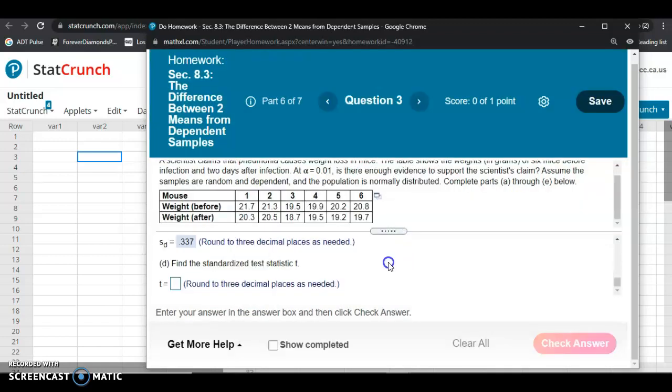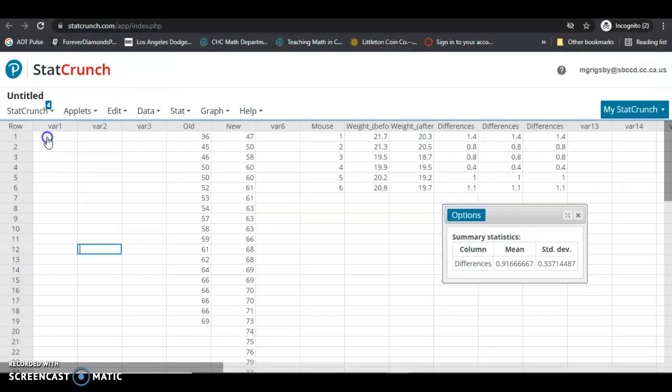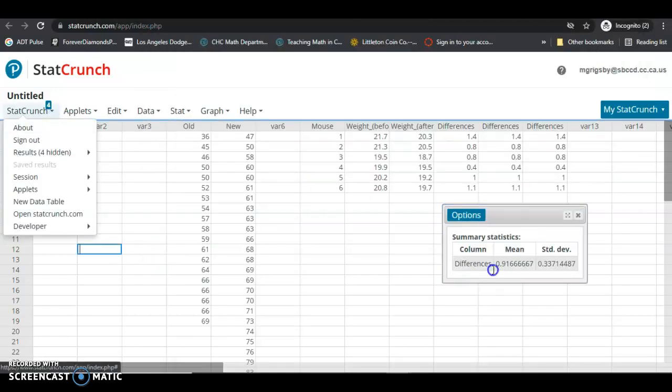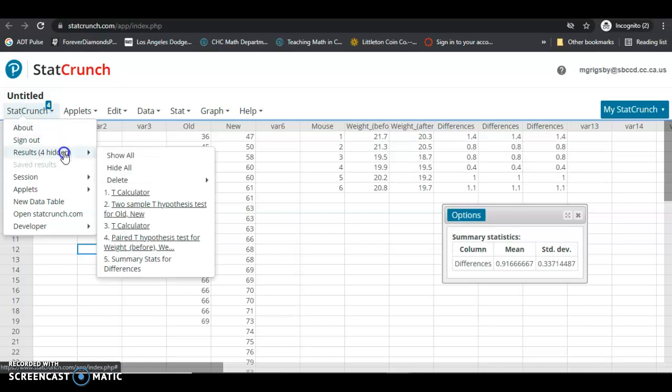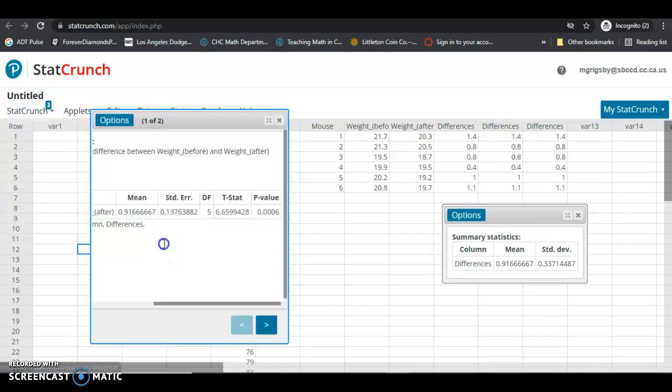Then we want the standardized test statistic, and that was in the output. If you accidentally close the output, you can always look for it by going back to the StatCrunch menu in the upper left corner. Where it says results, 4 are hidden. You're going to select the one that contains the information that we just looked at, which is for the paired T hypothesis test, the weight before minus weight after.